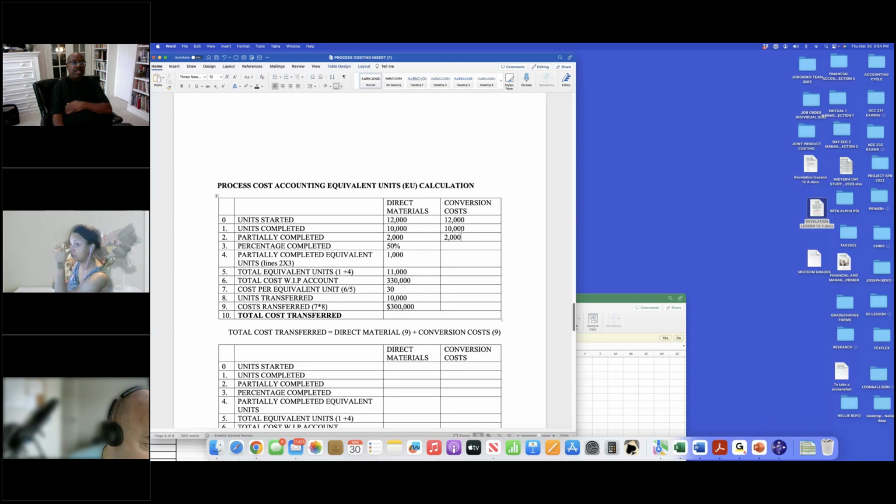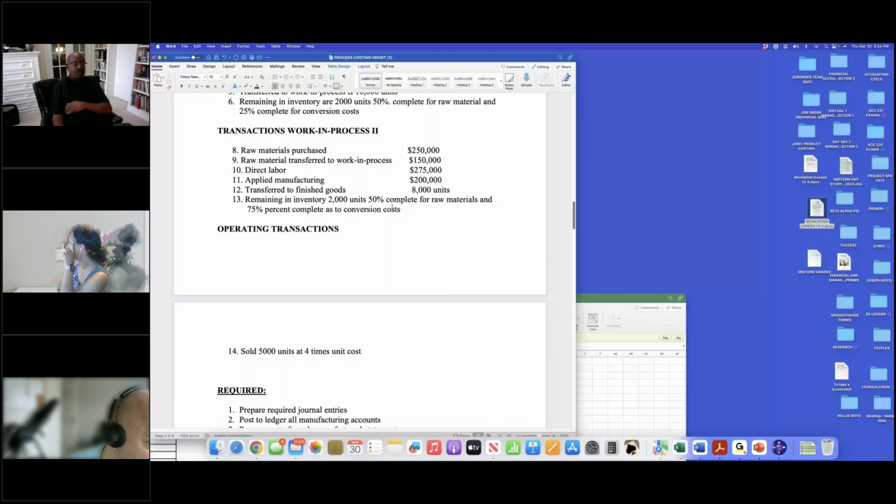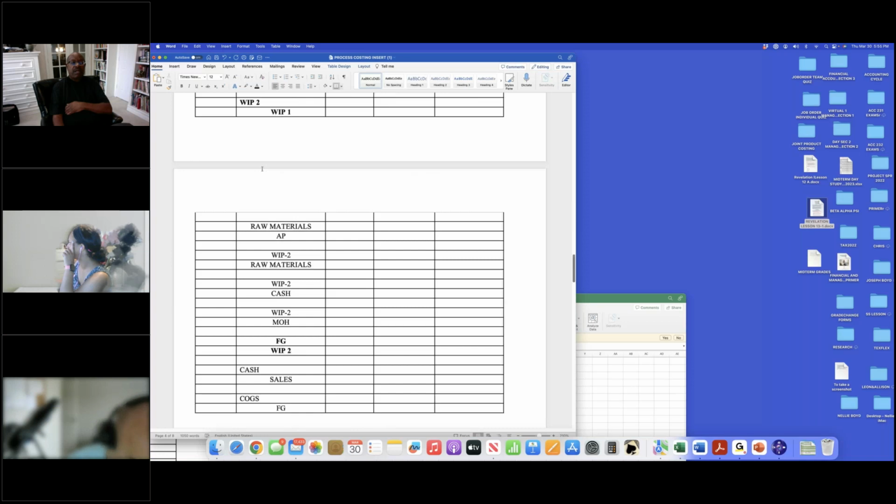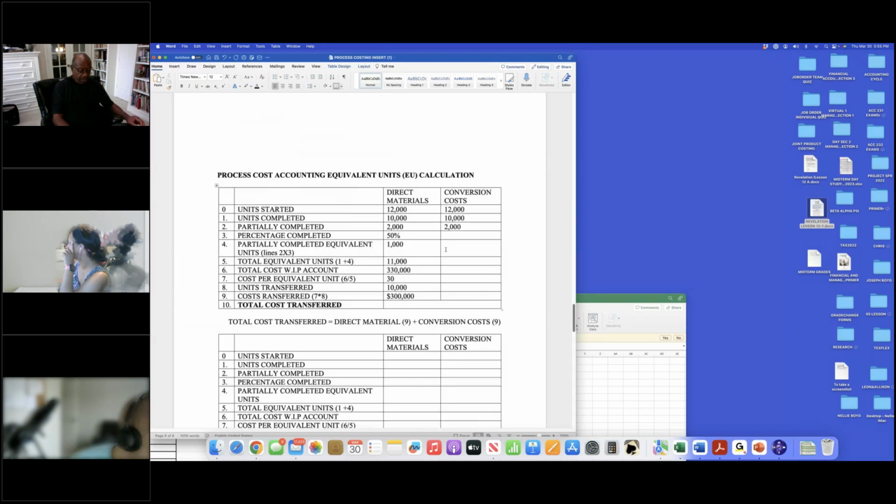Now, what's our percentage of completion on the partial ones for the conversion costs? It's 25%. They're only 25%. So we've got to put a 25% on this line. Line 4 is going to be what? 500. Simply 25% of 2,000. So our total equivalent cost is going to be what? 10,500.